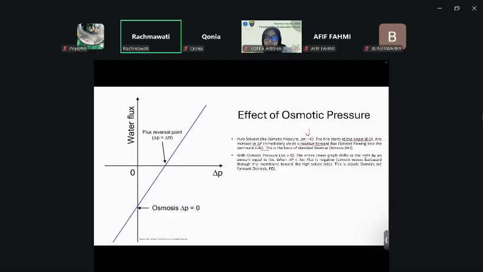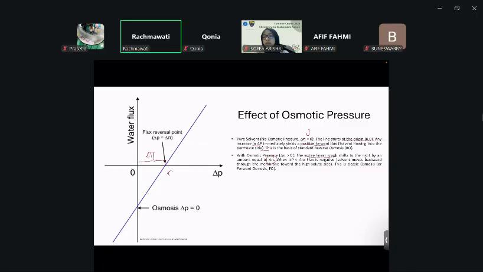What is osmotic pressure? Osmotic pressure is actually the pressure needed to prevent osmosis. If you don't apply a pressure, osmosis will happen naturally because you have a concentration gradient of water. When we talk about the osmosis process, the one that moves is actually water. So if we have osmotic pressure, the entire line graph will shift to the right, to this point, by an equal amount. This one here is the delta pi, the osmotic pressure.